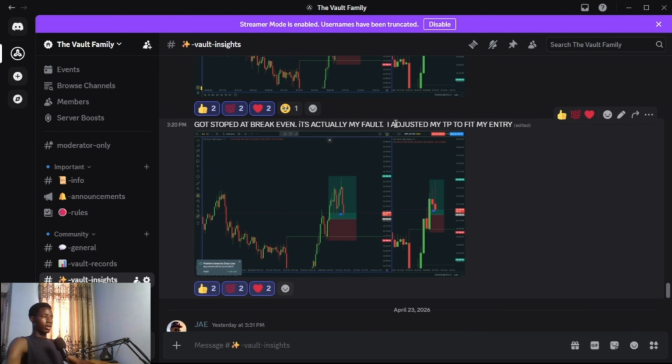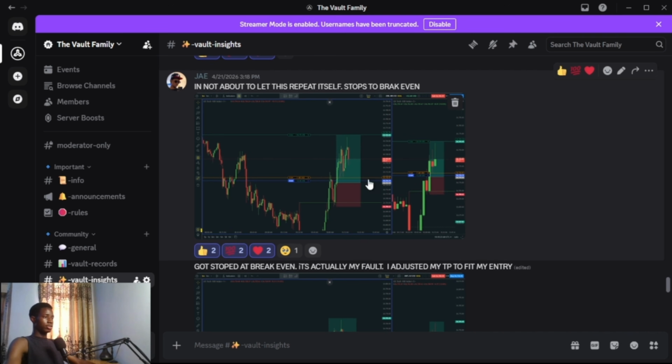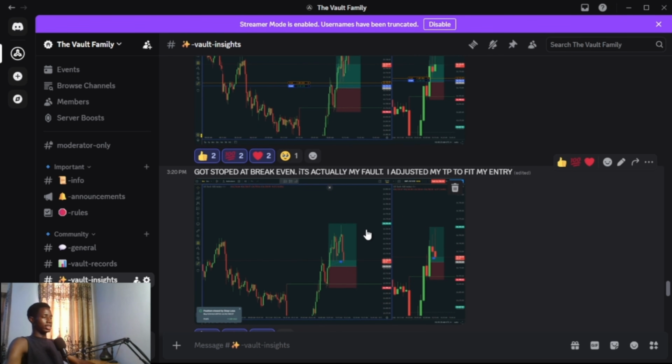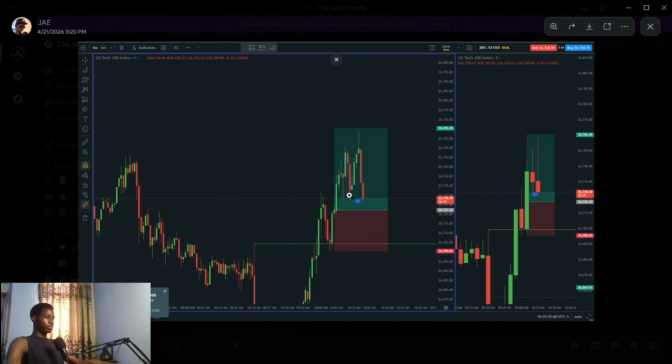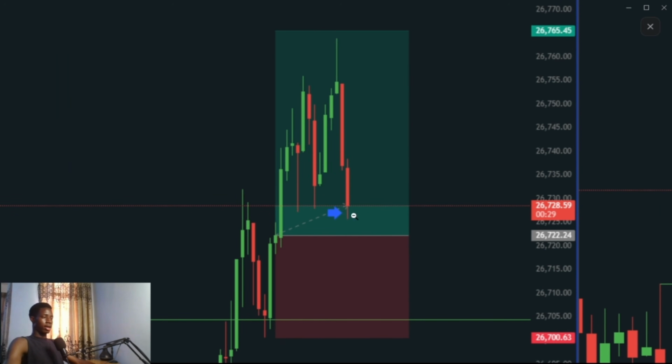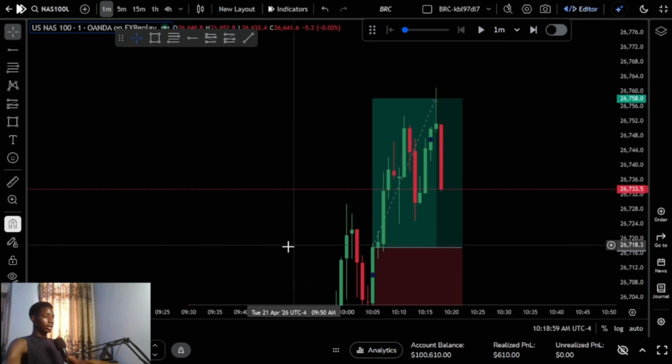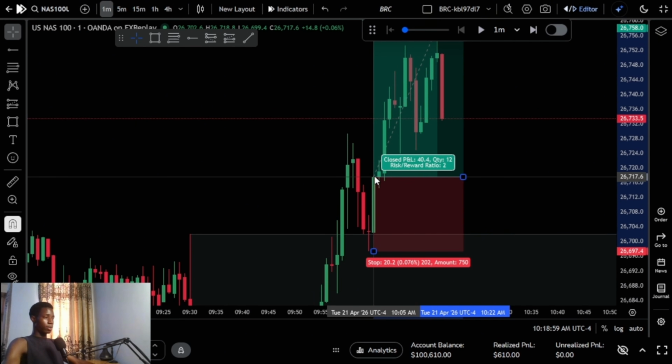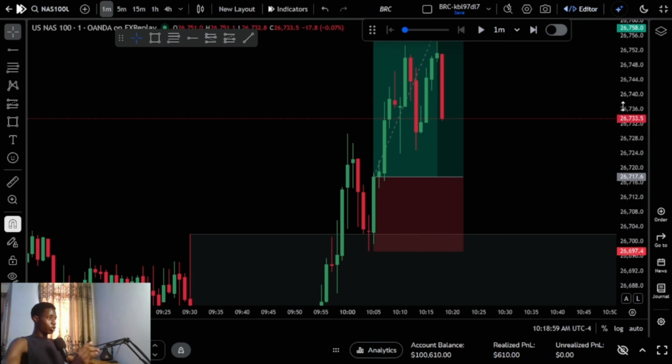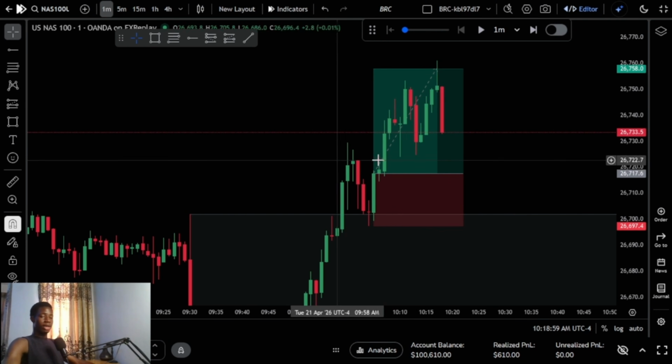It's actually my fault. I adjusted my TP to fit my entry. So when price started retracing, I was like, man, I actually got edged one more time. So I put my stop loss at break even right there, and that's where I got stopped out. If I had just stuck to the mechanism of this strategy, putting your entry exactly where you are supposed to enter, forget about how late you entered.